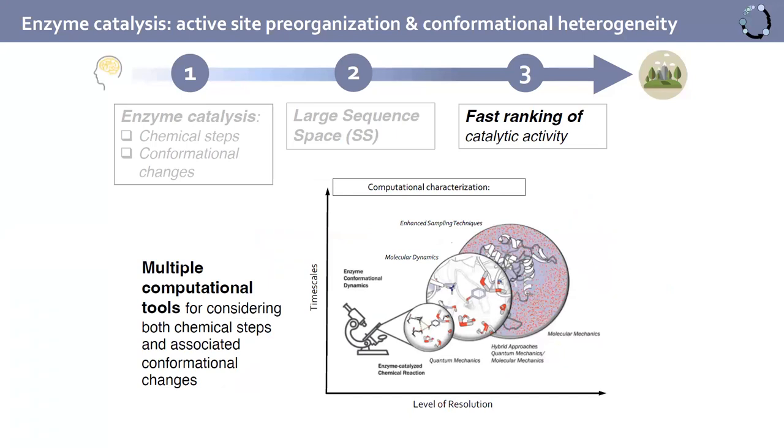And also, of course, related to the first point, we don't have the same tool for everything. If we're interested in studying the chemical steps, we need to rely on quantum mechanics or hybrid quantum mechanics/molecular mechanics. If we're interested in conformational dynamics, we need to rely on molecular dynamics or Monte Carlo. So really there is no general tool, so we need to combine different tools, and that's how we approach computational enzyme design. And this means that sometimes doing an accurate and fast ranking of the variants is not that easy.